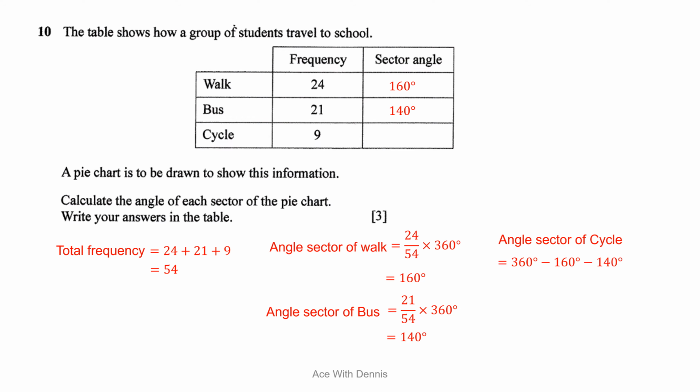Right, now to find the angle of cycle, we can take 360 degrees minus 160 degrees minus 140 degrees, and the answer is 60 degrees. Okay, so this angle will be 60 degrees.